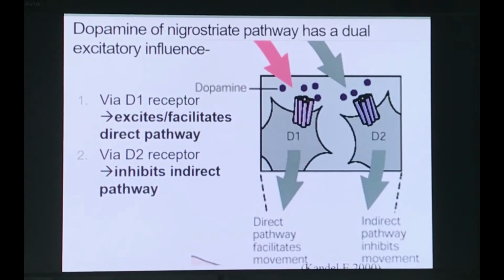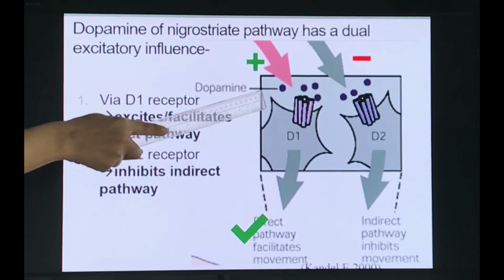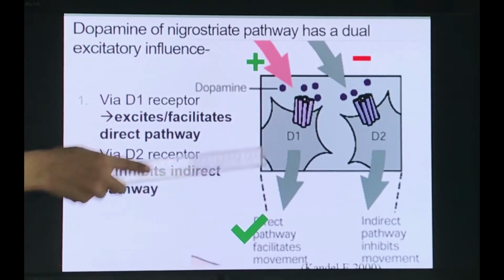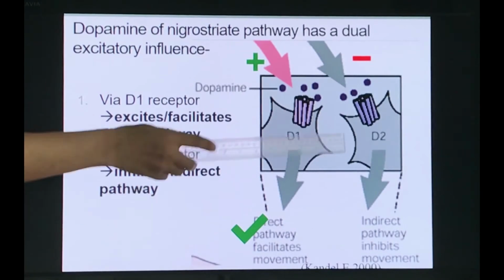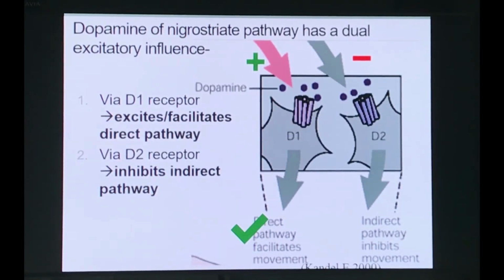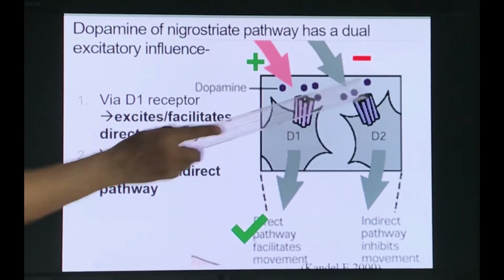So this picture I've already shown in my first video, the D1 receptors and D2 receptors. D1 mainly facilitates the direct pathway, so helps in facilitating the movement, and D2 receptors inhibit the indirect pathway. So it depends upon the receptors. The neurons which are connected to the internal segment of globus pallidus express D1 receptors, and the neurons which are connected to the external segment of globus pallidus, which mainly initiates the indirect pathway, express D2 receptors.